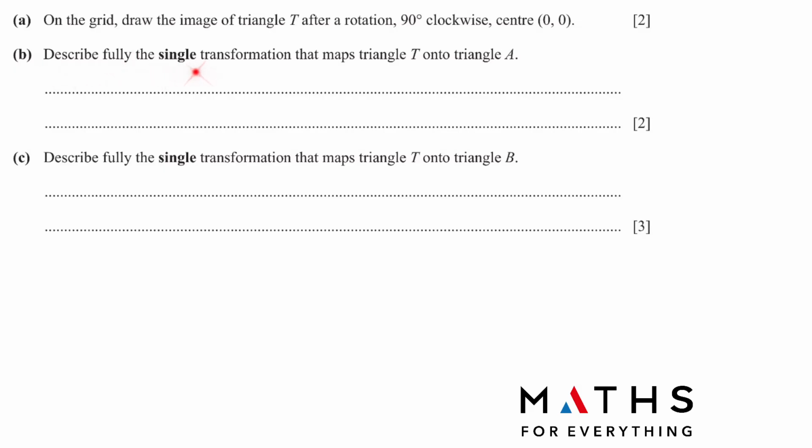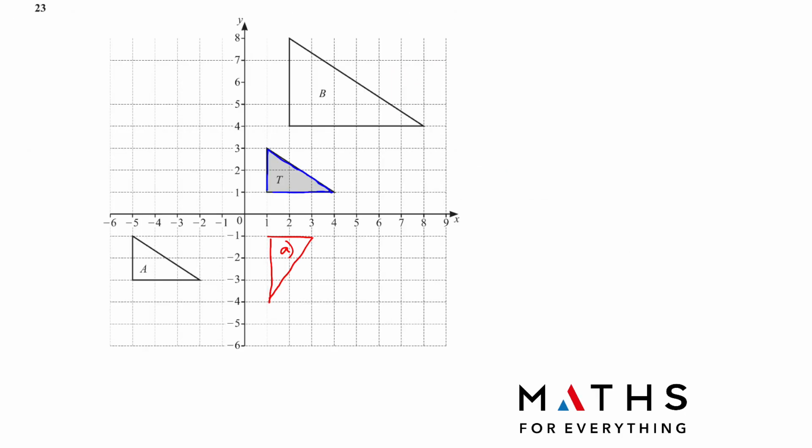B. Describe fully the single transformation that maps triangle T onto triangle A. Triangle T and triangle A, the first thing, the shape has not been changed. It is the same shape and the orientation of the triangle is also the same. Choose any one point. I'm choosing this point here. And this is the point on triangle A.